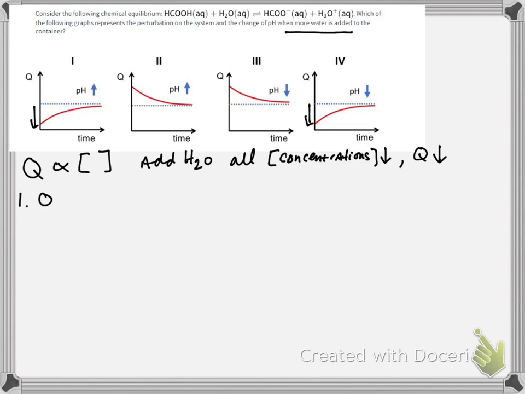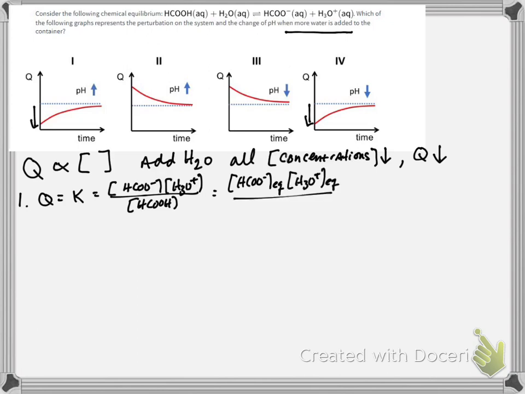But to construct the complete argument, we would say, right, Q equals K, just like we did before, products over reactants. When you're constructing a thermodynamic argument, this is really the first line that we want to see. I want you to say, first, your system's at equilibrium. Now, what happens? You added a bunch of water, so Q has to change. All concentrations go down.